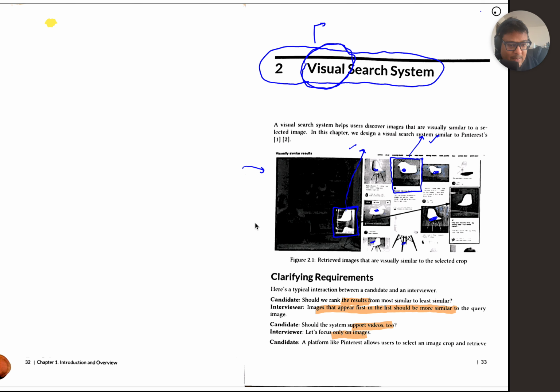So here is a typical conversation which will go ahead in an interview. Let's say you are a candidate, and there is another person on the other side who poses the question for you. This is a sequence of things which you could ask him. He will ask you to build a visual search system in the way I described, and then the conversation will go as follows.